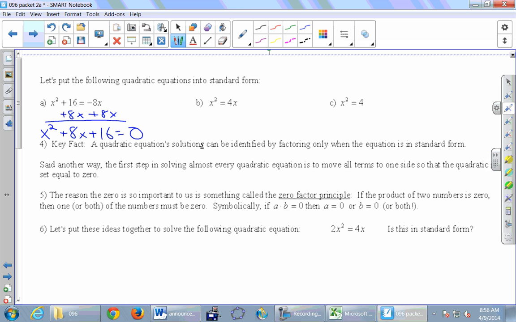Okay, let's try part B. So let's move the 4x over to the left-hand side. How do we do that? Subtract 4x from both sides. So I get x squared minus 4x equals what? 0. That's it.